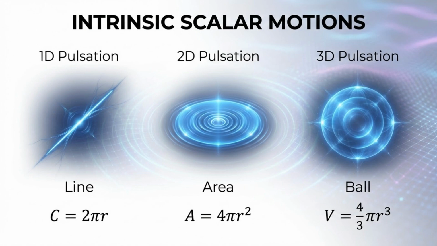Scalar motion is a change in relative size over time, unlike vector motion, which is an object changing position. We experience scalar motion as gravity, charge, and magnetism, though we don't recognize it as motion.